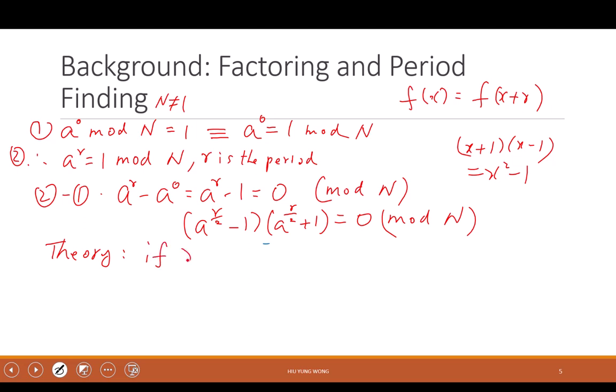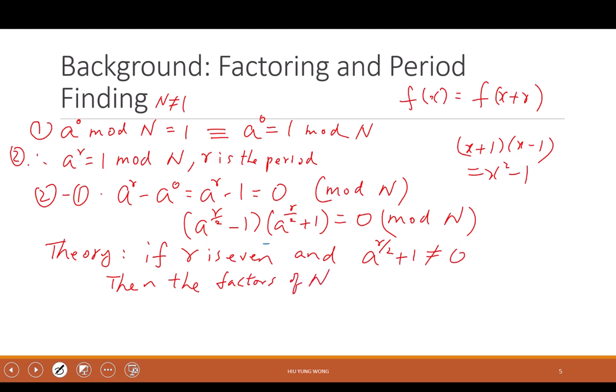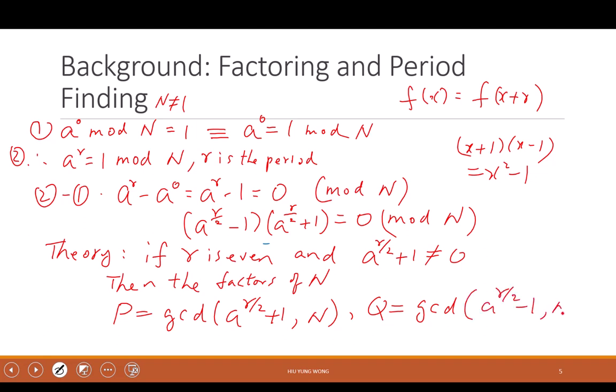If R is even, which means the period is even, and A to the power R divided by 2 plus 1 is not 0, in the modular sense, then the factors of N, which means P and Q, are: P equals the GCD of A to the power R divided by 2 plus 1 and N, and Q equals the GCD of A to the power R divided by 2 minus 1 and N.